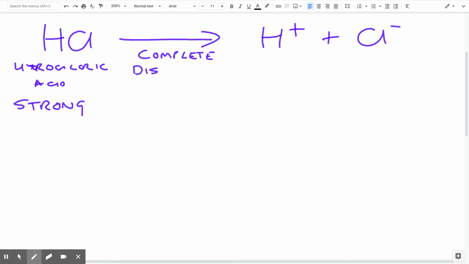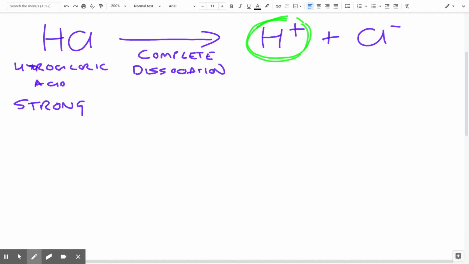And so if that occurs, we can define our HCl as a strong acid because we get complete dissociation to produce what we now regard as the important part of an acid, the H+ ion, in order for HCl to donate that proton to something else, typically an alkali or a base.